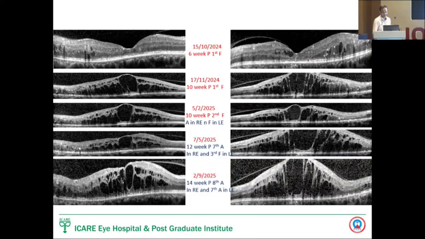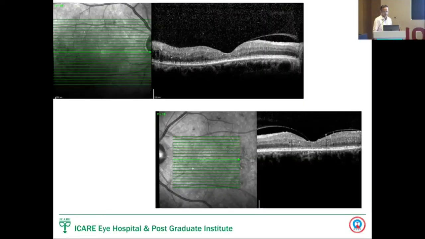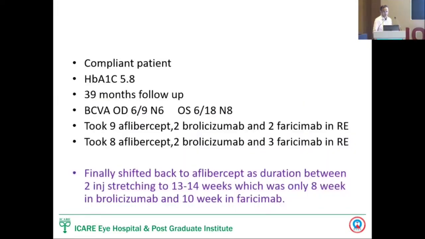Definitely recurrence was there at 12 weeks in the right eye, where I shifted the patient again to aflibercept. But there was marked CME in the left eye, where I had given third faricimab. So then again I shifted the patient to aflibercept, and now almost every 14 to 16 weeks there's recurrence, and patient is taking aflibercept only. So this is the last picture. So it's a compliant patient. HbA1c is 5.8, almost 39 months follow-up. Right eye BCVA is maintaining 6/9 and N6. Left eye 6/18 and N8. Almost took 9 aflibercept, 2 brolucizumab, and 2 faricimab in right eye. So finally, I shifted back to aflibercept.